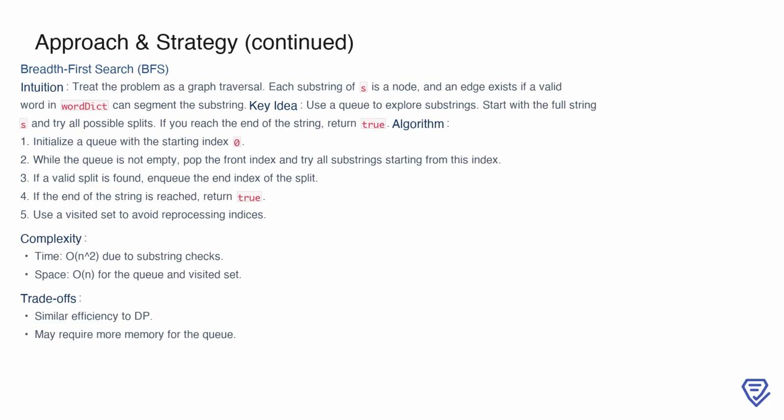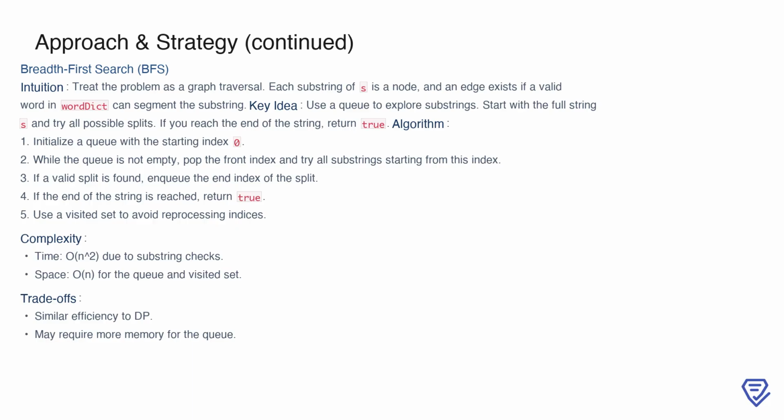Starting from the beginning of the string, we enqueue the starting index and try all possible splits. If a valid split is found, we enqueue the endpoint of that split. The process continues until we either reach the end of the string, indicating successful segmentation, or exhaust all possibilities. To avoid revisiting the same indices, we use a visited set.